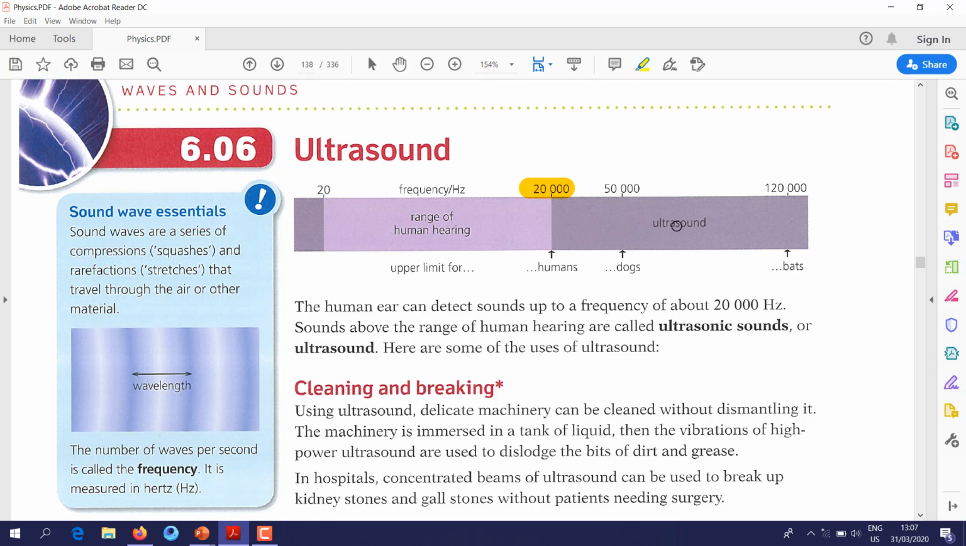So here, as you can see, we call this ultrasound. The frequency of it ranges from above 20,000 up to 120,000 hertz. So the human ear can detect sounds up to the frequency of 20,000 hertz, as we said before. Sounds above the range of human hearing are called ultrasounds. So if you want to give a definition for ultrasounds, we will say it's sounds above the range of human hearing.